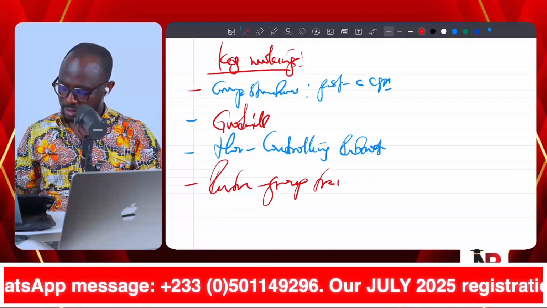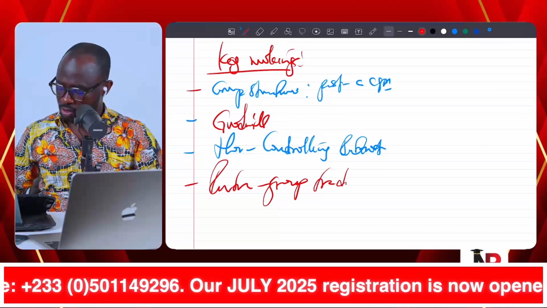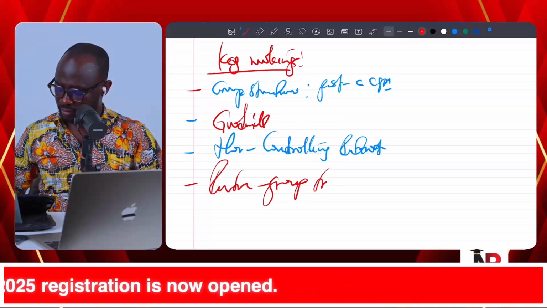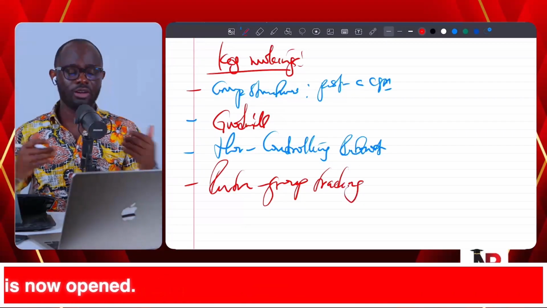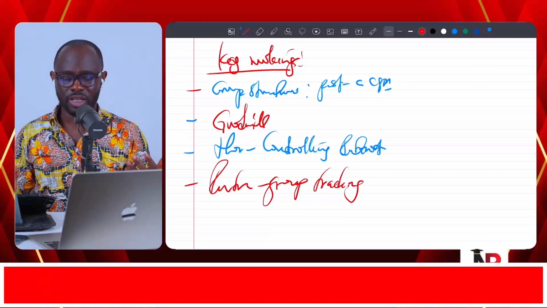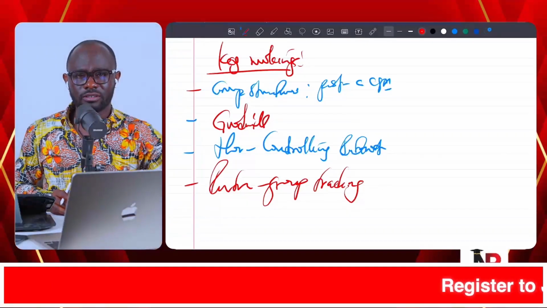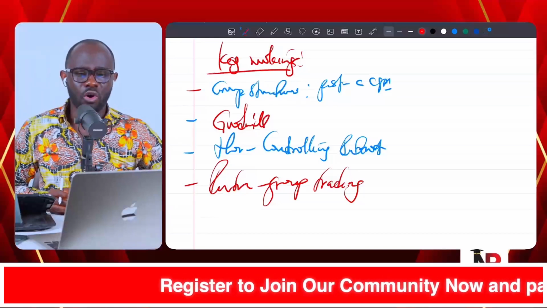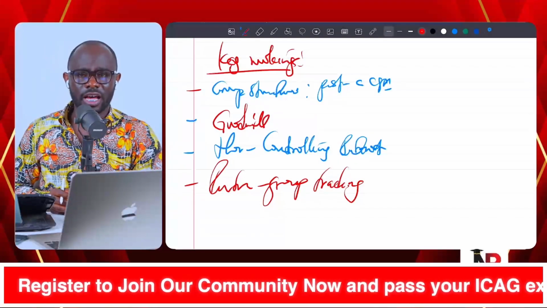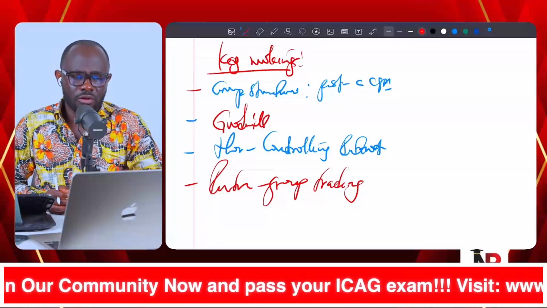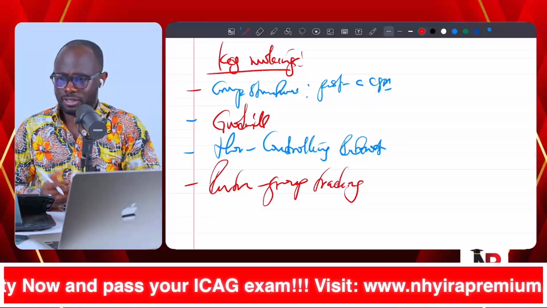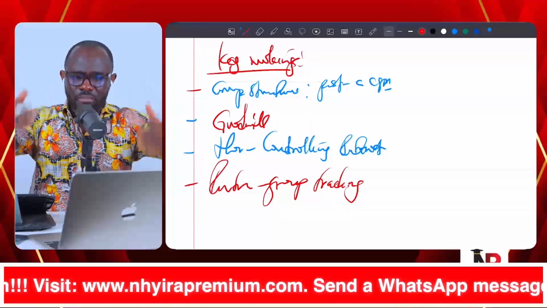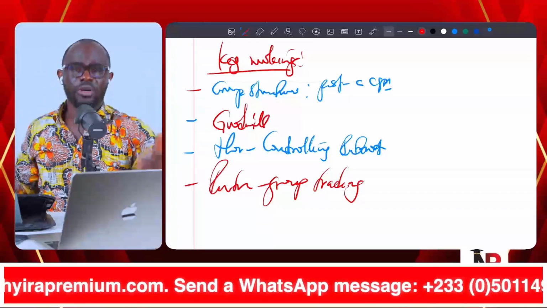Okay, this is pivotal to your ability to pass the examination. Intra-group trading. So if they sell goods among themselves or between themselves, how do you account for that? If they sell assets, how do we account for that? If they issue loan, how do we account for that? The key thing is that all intra-group transactions must be eliminated on consolidation. So how do we deal with that? The basic principles about intra-group trading, you must know about it.